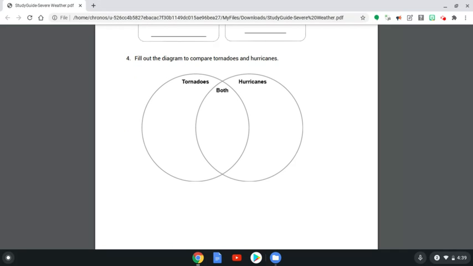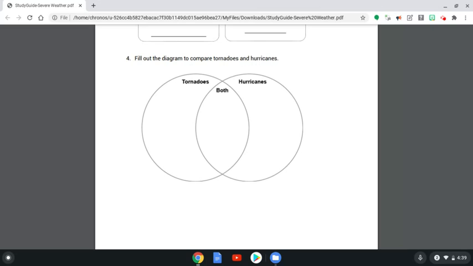Okay, number 4, fill out the diagram to compare tornadoes and hurricanes. And I'm sure you did something similar to this in the 5th grade. Basically, we know that tornadoes are smaller than hurricanes. They require warm air that rises quickly. In other words, they typically stem from thunderstorms and they form over warm land.